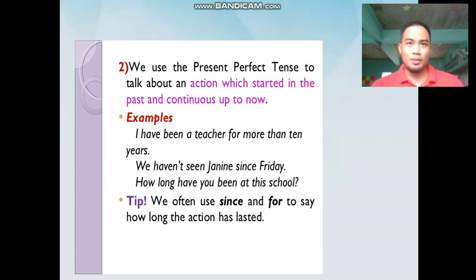So nagsulod ka sa DepEd as a teacher, or ang hando mo pa lang naging teacher ka maged kag 10 years in the making na teacher ka man Japan. So for example, I have been a teacher for more than 10 years. So ang gamit siya ulit have and been. Okay. So next, we haven't seen Janine since Friday. So ang gamit siya naman sa contraction nga haven't kag ang past tense ng verb nga which is seen.